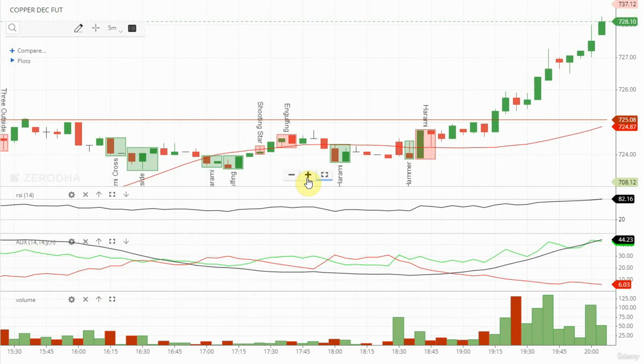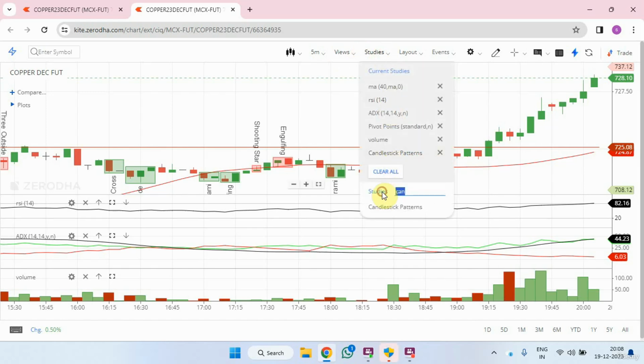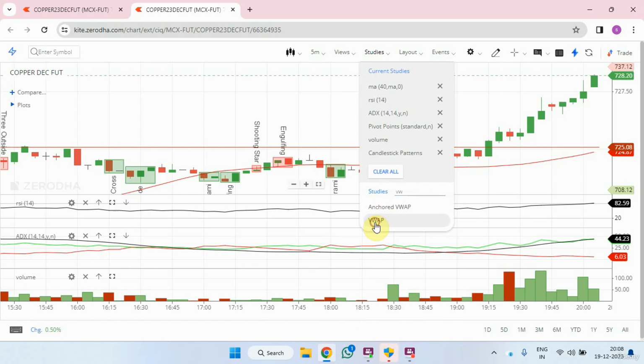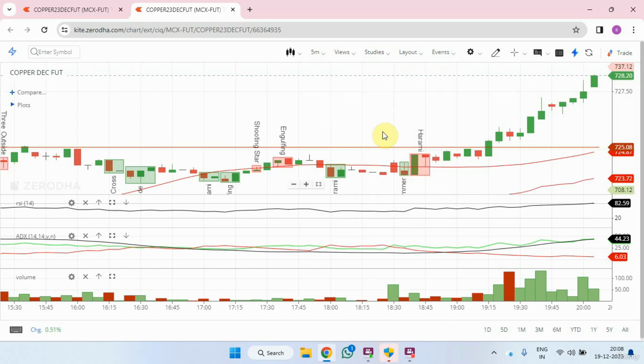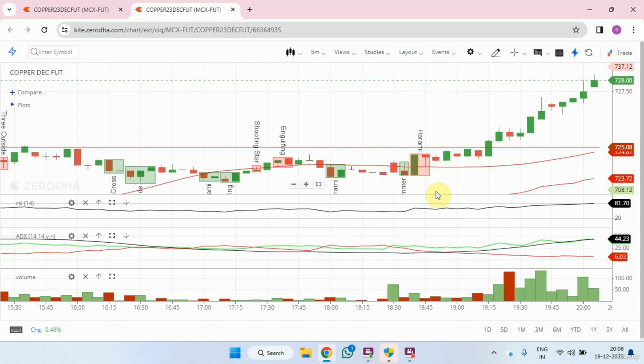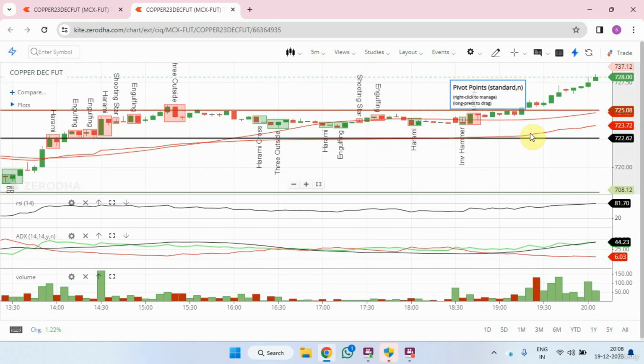So you can see, we should wait for those rallies with good volume. Price action is happening with good volume, and here we can add one more indicator. Only 3 indicators are required. VWAP. VWAP is also a good indicator. This is the VWAP line. You can see the price is above VWAP.